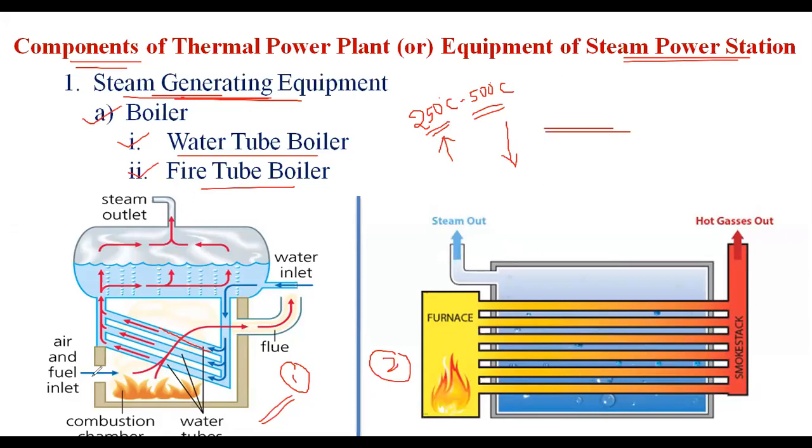Whenever the fuel is burning and atmospheric air enters, it automatically burns faster. Due to that, the air and the fuel are the inlets. The atmospheric air is supplied by the forced draft fan through the air preheater to the boiler furnace. In the boiler furnace, the coal is burning, and this is nothing but the combustion chamber.